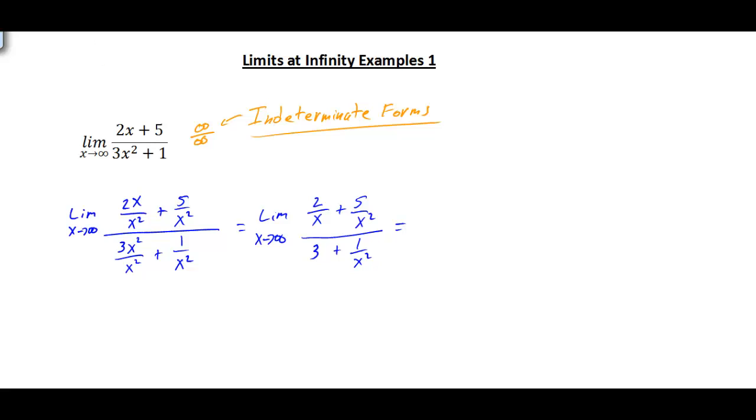Now, at this point, can we use our substitution? Well, if we plug infinity in, we get 2 divided by infinity plus 5 over infinity squared, over 3 plus 1 over infinity. From the previous video, we learned that 2 over a large number is 0, plus 5 over a large number is 0, and then 3 plus 1 over a very large number goes to 3. So now we're left with 0 divided by 3, which is simply 0.